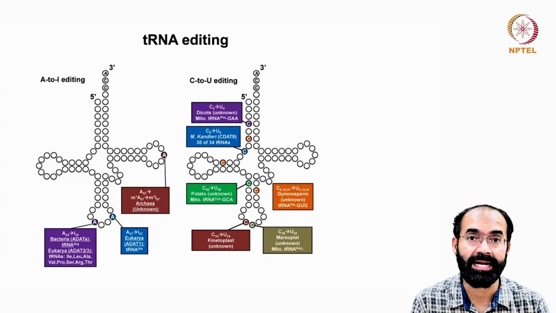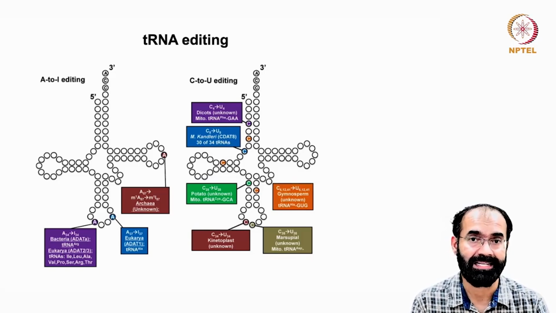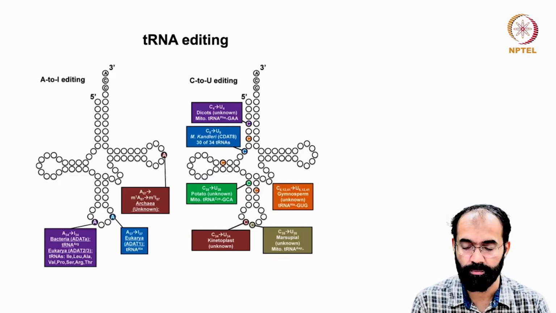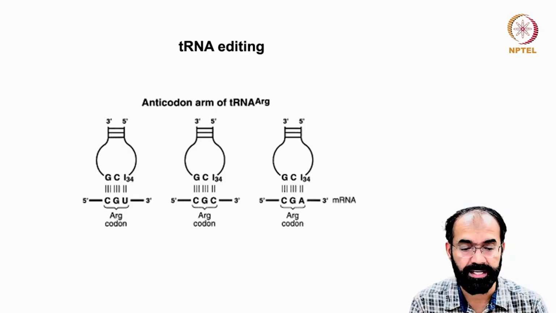Sometimes it becomes very handy to compensate for the lack of certain tRNAs, because you want 10 tRNAs but you have only 5. The remaining 5 you can create through this editing, because with less you can do more. Again, coming back to the Swiss Army knife example, with one tool you can do many things. Let us see more in detail about that. tRNA editing in the anticodon arm of tRNA can bring changes, and this tRNA is meant to carry arginine.